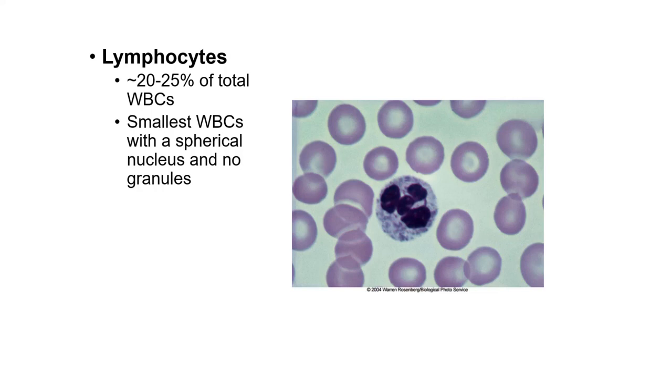Lymphocytes. These are about 20 to 25% of the total white blood cell count. They are the smallest white blood cells, and they have a spherical nucleus and no granules. They are sometimes difficult to distinguish from basophils, but remember, most basophils are conspicuously grainy, whereas the lymphocyte nucleus is uniform or merely mottled.